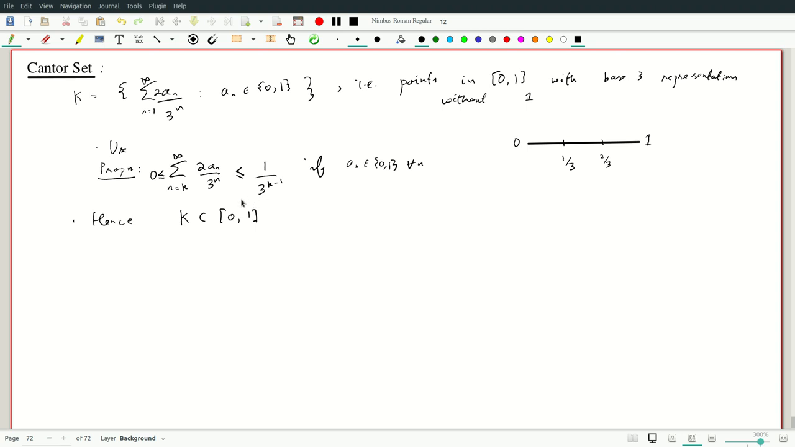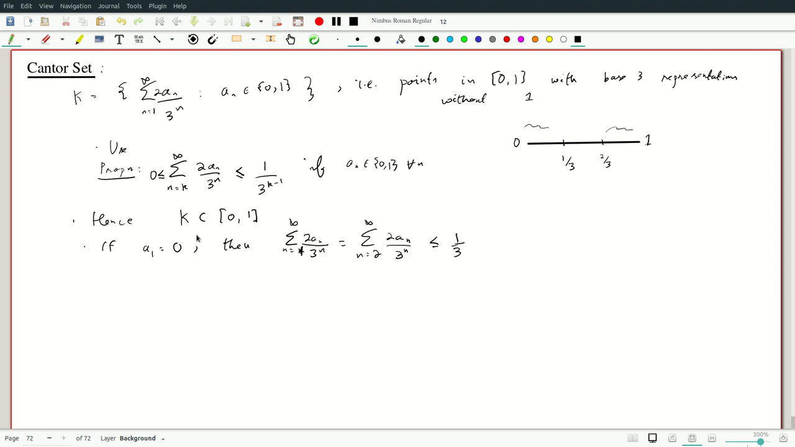And from these, what happens? The first digit 0 will mean that your sum is at most, so you're looking at the sum from n equals 2 onwards, so it's at most 1/3. Okay, so if a_1 equals 0, then the sum of 2a_n by 3 to the n, n equals 1 to infinity, is also the sum from 2 to infinity, which is less than or equal to 1/3. And if a_1 is 2, then the first term itself is 2/3, and so you're bigger than 2/3 and you're less than 1. So you're going to be either here or here.